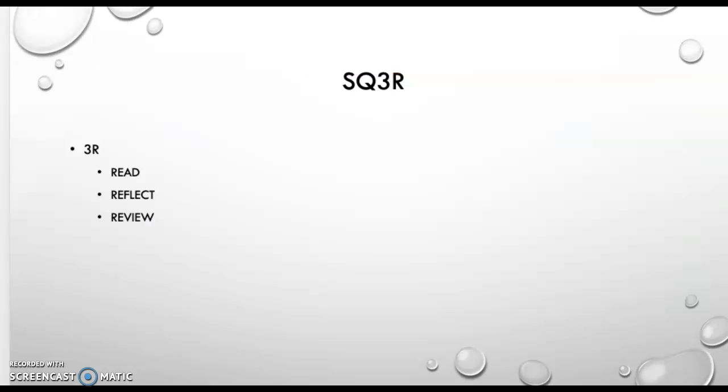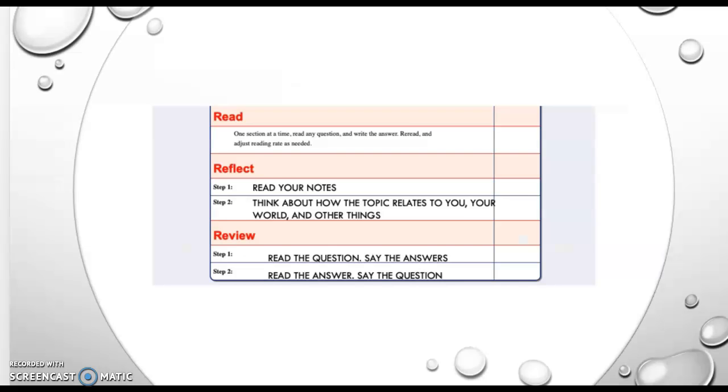Let's talk about the 3 and the R. 3R stands for read, reflect, and review. So read. First of all, you want to read the selection. Then you want to read any questions in the selection. Then you want to write the answers to the questions. Then you go back and you reread and adjust anything that you need to during your reading.